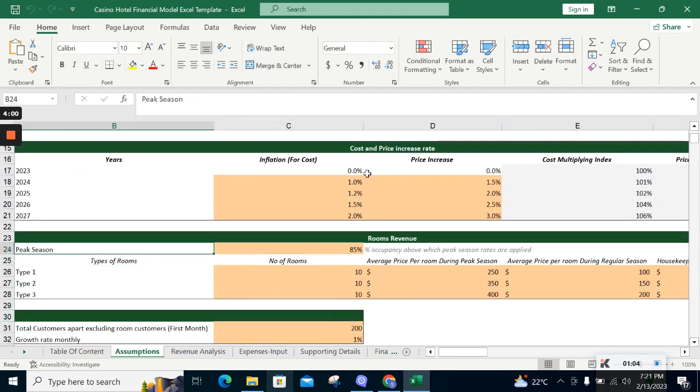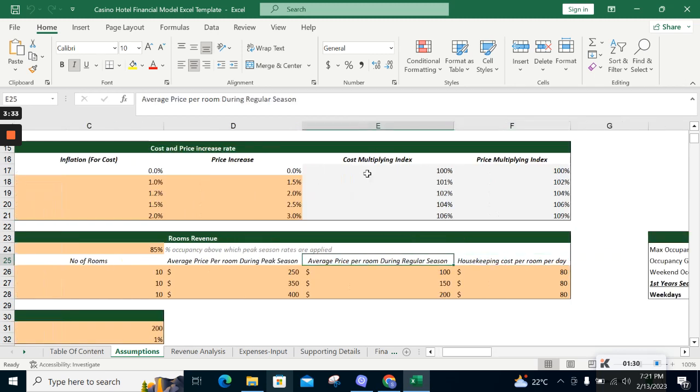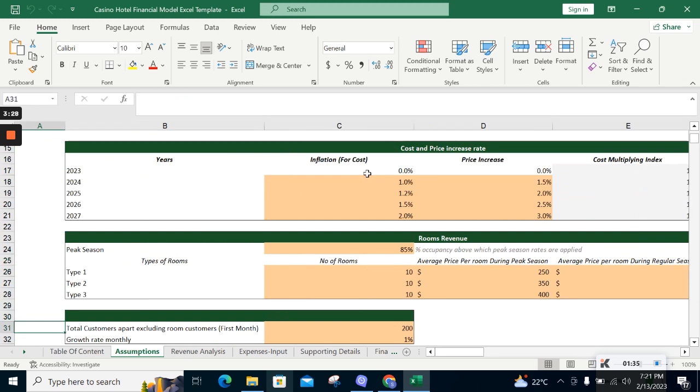Rooms revenue. This is the peak season assumption: above this occupancy, the peak season rates will be applied when the occupancy rate is 85 or greater than 85. Then we have the types of room, type 1, type 2, type 3, and then the number of rooms of that particular type, and then the average price per room during peak season and during regular season, and the housekeeping cost per room per day.